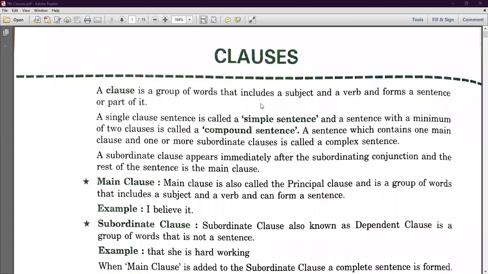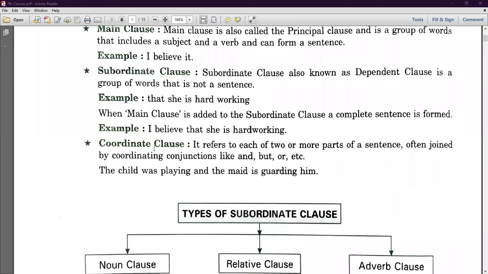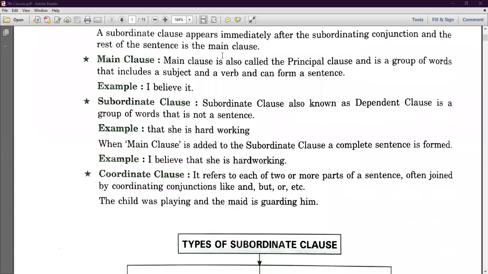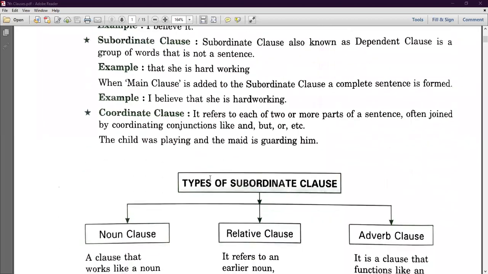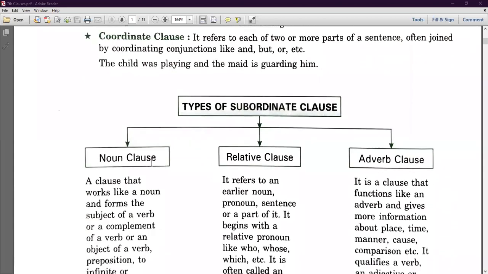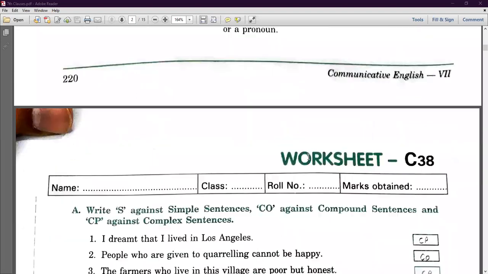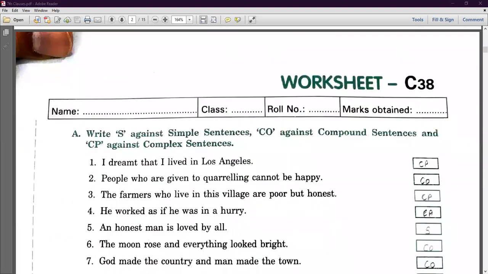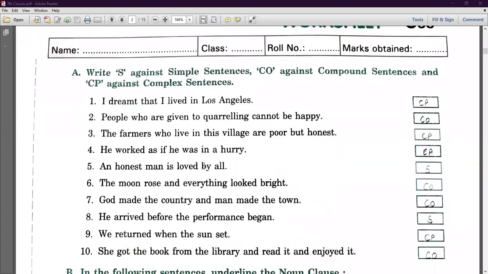A clause is a group of words that includes a subject and a verb and forms a sentence or a part of it. We have already done this part. We have studied main clause, subordinate clause, coordinate clause. Now, noun clause we have done, adverb clause we have done, and relative clause also I have spoken about. So moving further to the exercise part, you have to write S against the simple sentences, CO against the compound, and CP against the complex sentences. So let's begin doing these exercises.